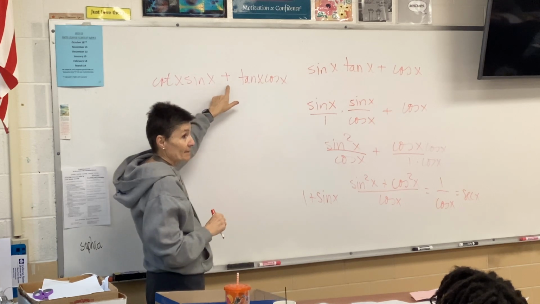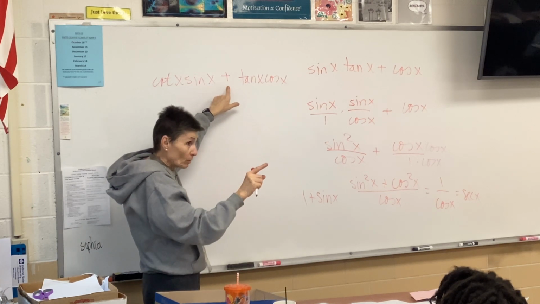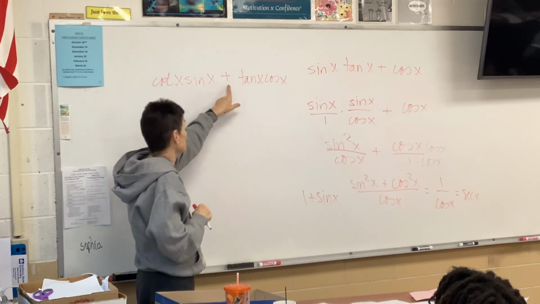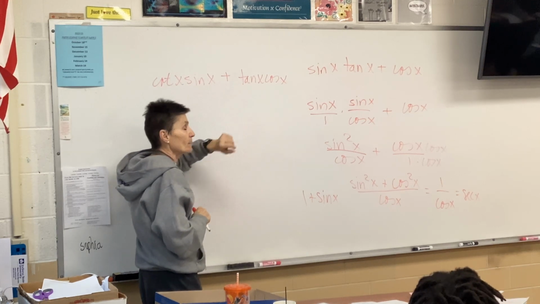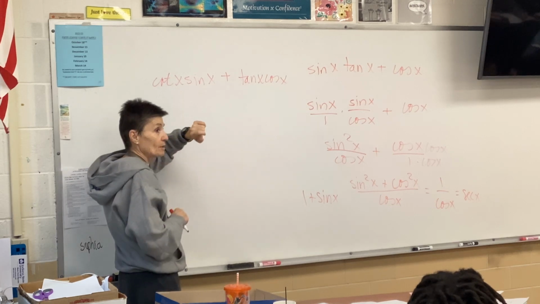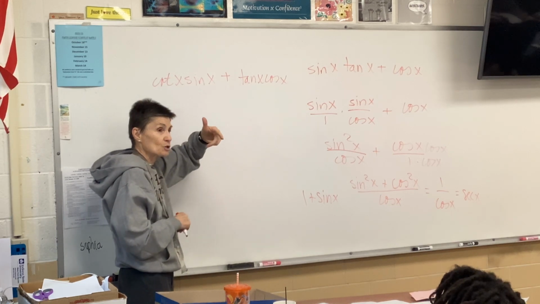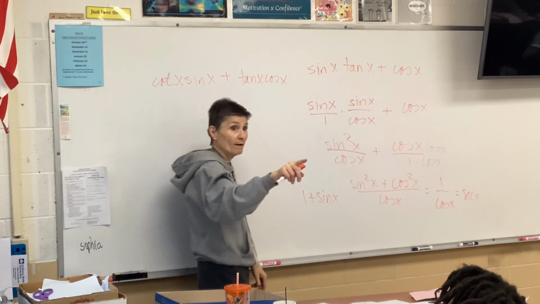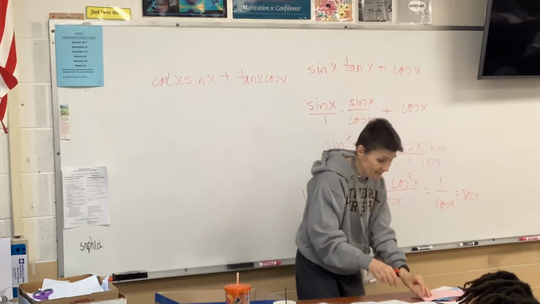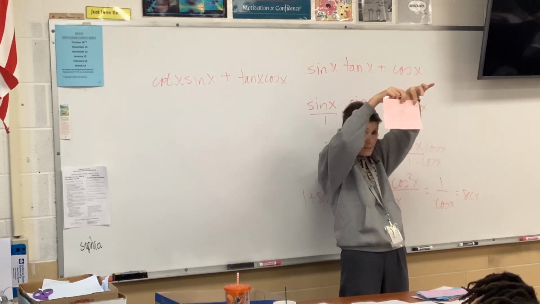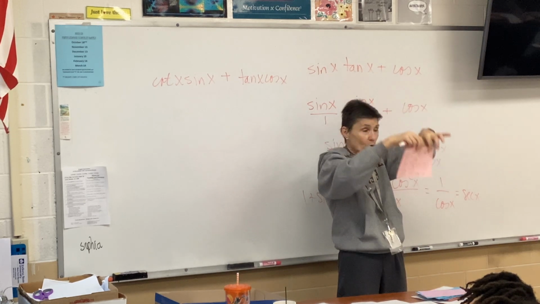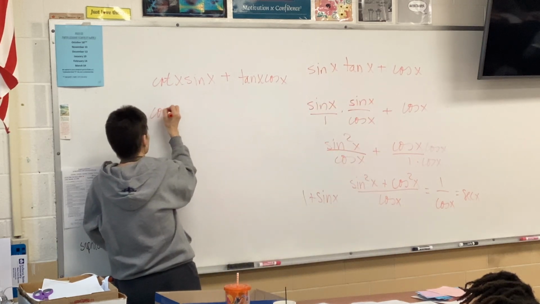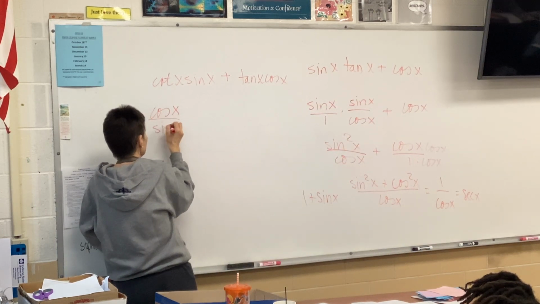Now they're being added. Okay. If they were being multiplied, you absolutely could, because they're reciprocals, they're gonna cancel, but you can't when they're added. What can we do with cotangent though? What do we know about cotangent? It's the reciprocal of the tangent. And what's tangent? Sine over cosine. So what is cotangent going to be? Cosine over sine. So I'm gonna make this cosine over sine.